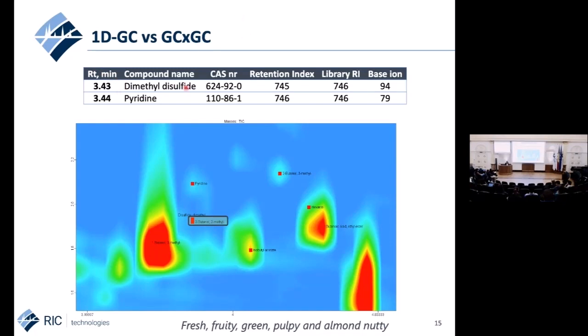When we did GC times GC analysis, we actually identified a new compound, which is 2-butanol, 2-methyl. And this is an important compound because it has a fresh, fruity, pulpy almond flavor. So this is a very important compound to know about in our beers.